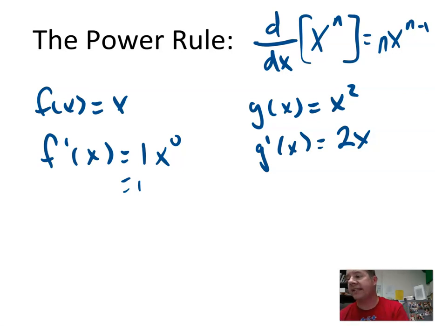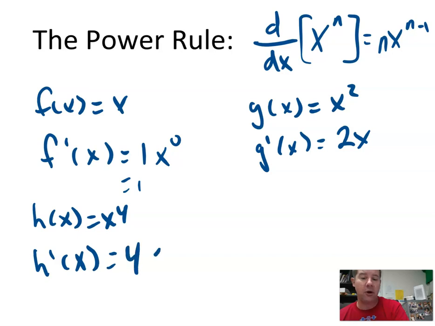Here are a few more quick examples. If I say h of x is x to the 4th, if I'm going to take the derivative of h of x, this would be 4x, and then I've got to take 1 away from the exponent, so 4x to the 3rd. And this works for all kinds of stuff.